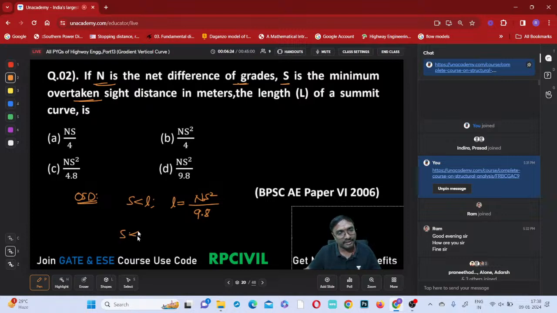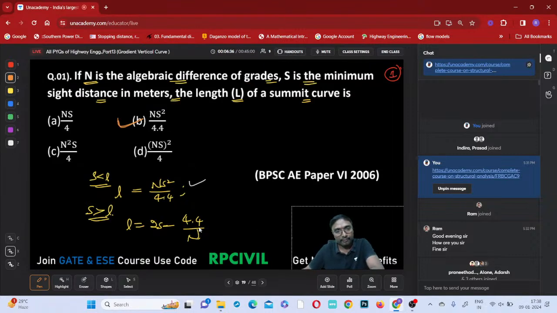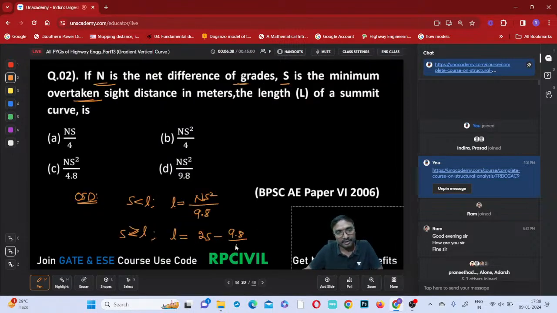And S is lesser than, that is S greater than L, right? What will happen? You can say L equal to, how much you can say? That is your 2S minus 9.8 by, which one? This is 4.4 by N. This is 9.8 by N will come to picture. So which one is the correct answer? NS square by 9.8 is the answer. Yes, D will be the correct answer, right?